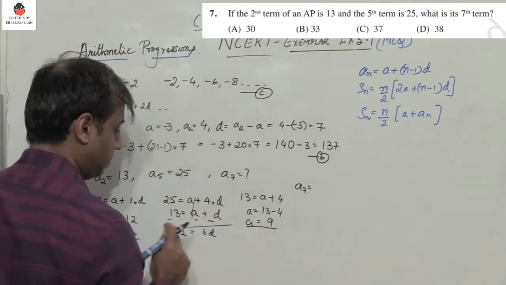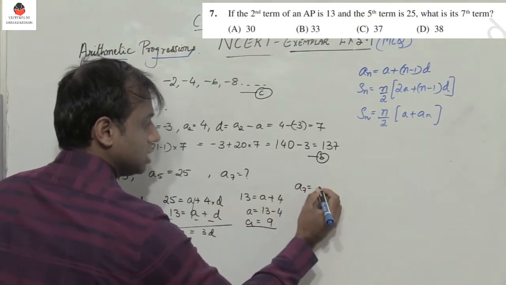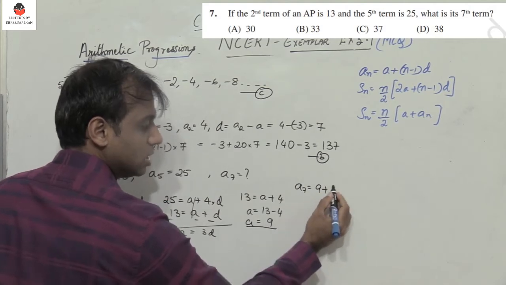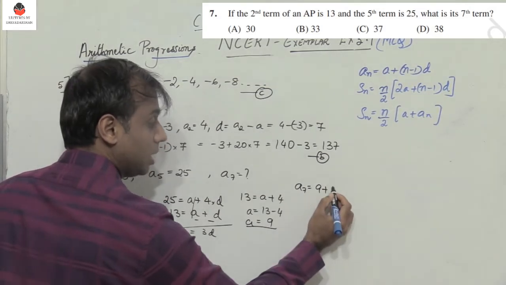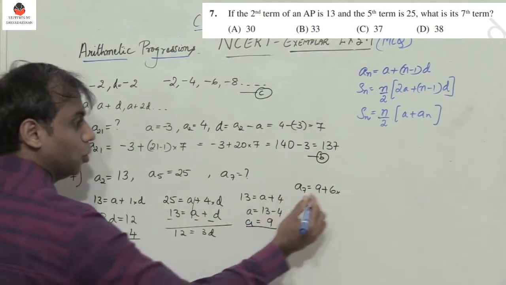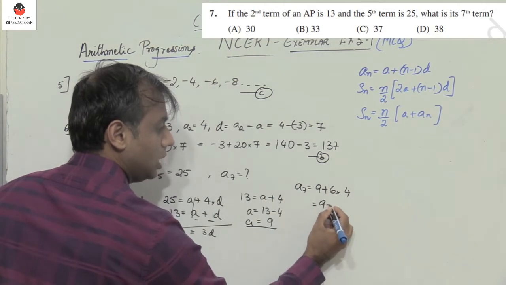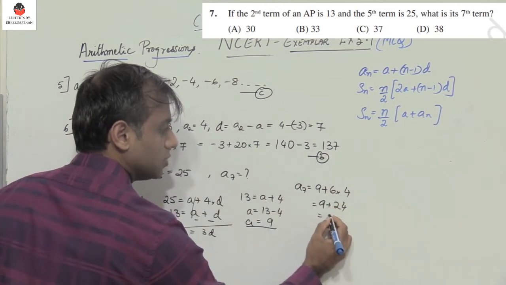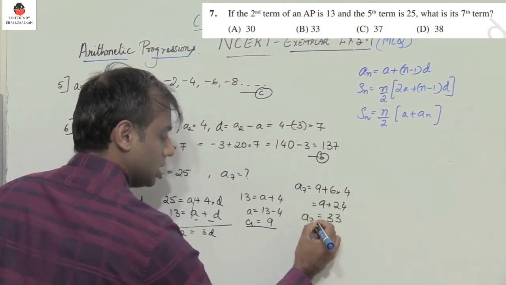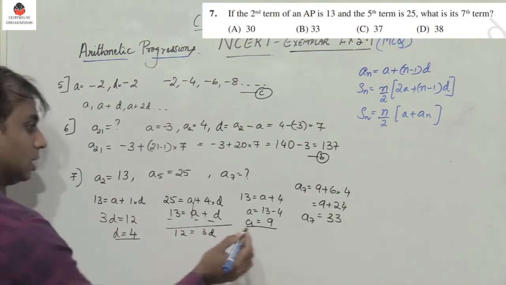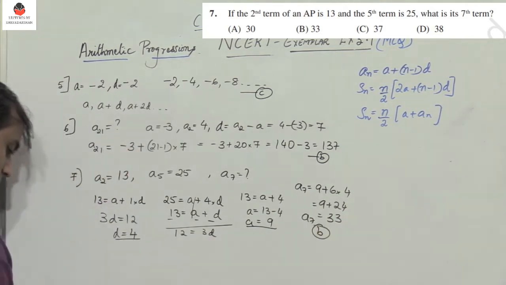A7 is A plus N minus 1 times D. A is 9, N is 7, so 7 minus 1 is 6, into D which is 4, which is 9 plus 24, which gives me 33. So A7 is 33, and we observe that the right option is option B again.